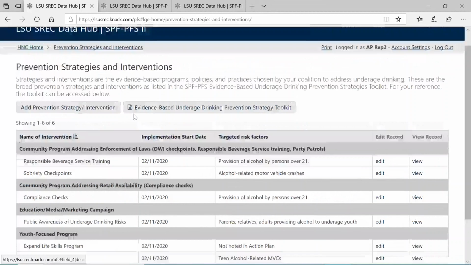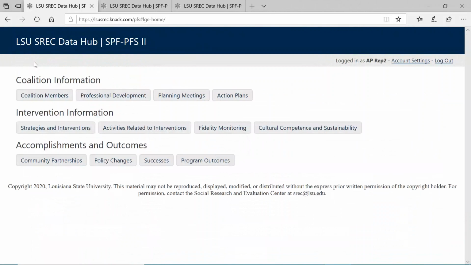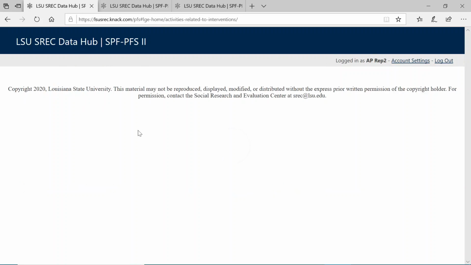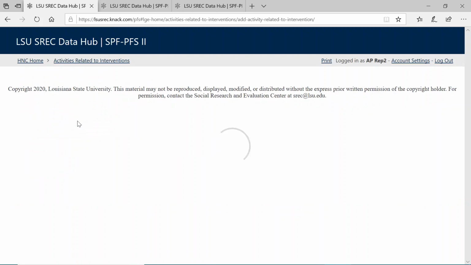Next, we want to add activities related to our sobriety checkpoint. So we're going to go to activities related to interventions. Activities are the planned processes, events, and actions to bring about your program implementation. So all of your day-to-day, the actual doing of your interventions, is going to fall under this form. So we're going to add an activity.